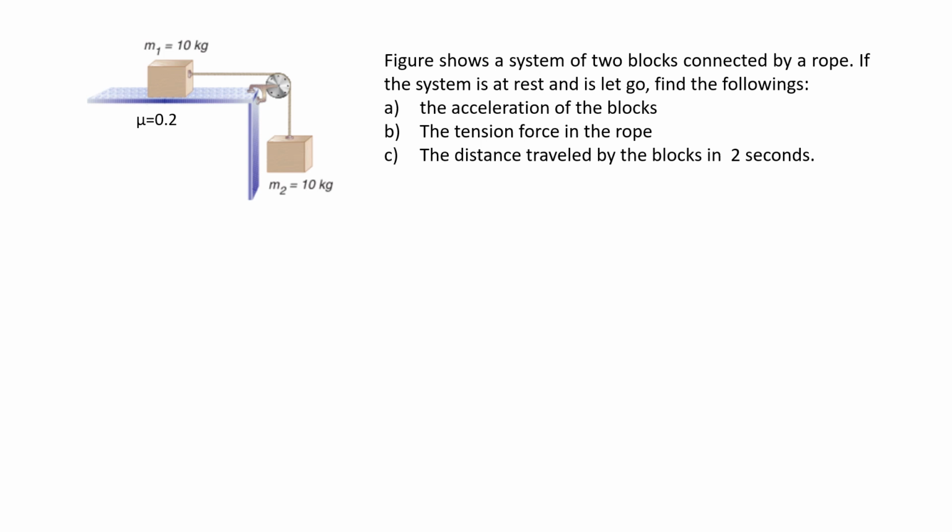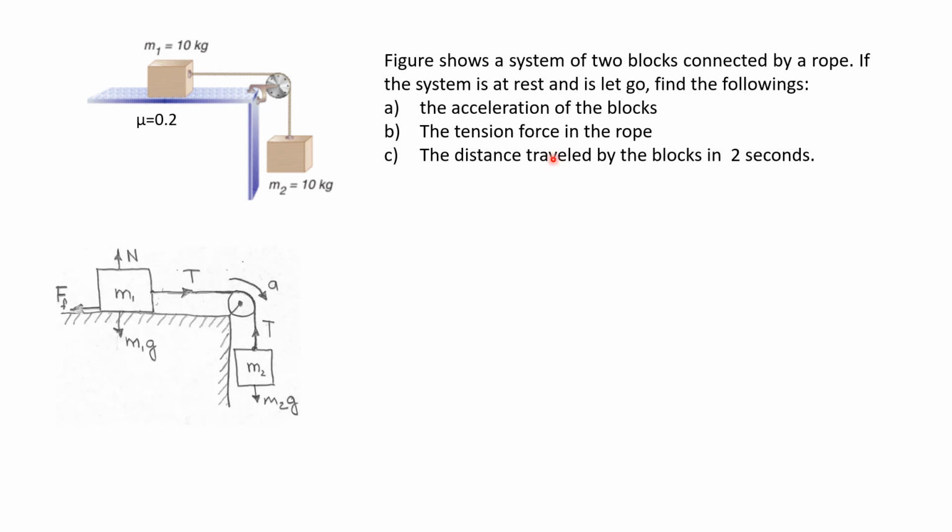Okay, let's start solving this problem by redrawing the given figure. So what do we have here? Two blocks of mass m1 and m2. And these blocks are obviously going to move in this direction with a certain acceleration. Let it be a for now. And there is a tension force in this rope, right?